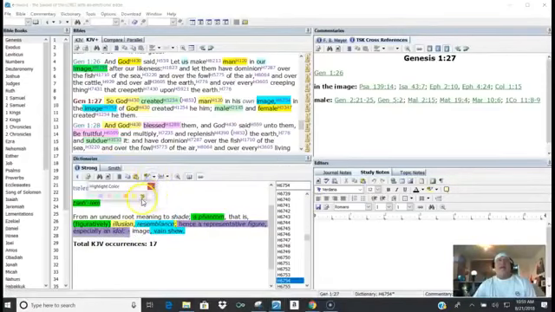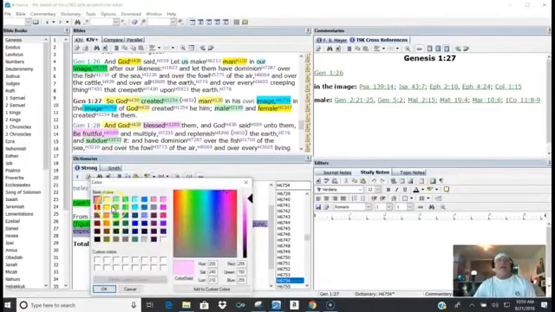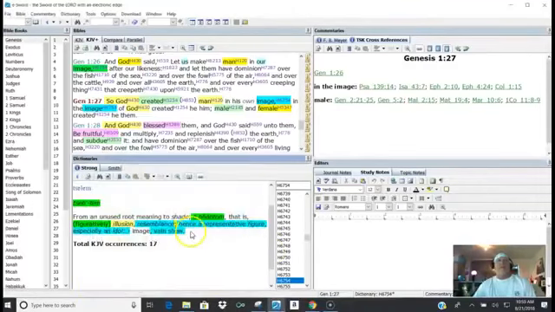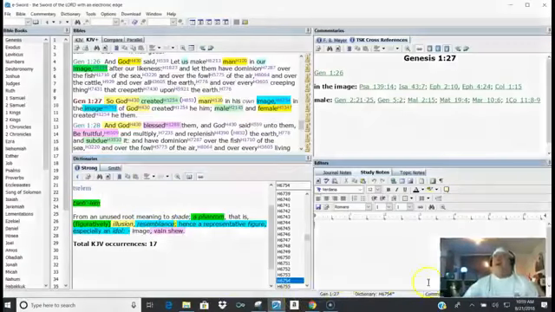Now we're going to change that color to something that really stands out. There you go. Hence, a representative figure, especially an idol. And I'll do vain show purple. There you go. Oh my gosh. So the host body is what? It's an idol.